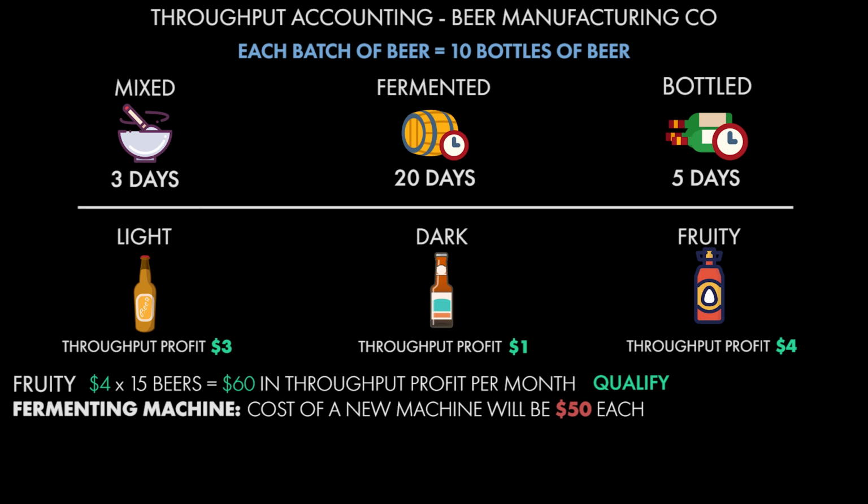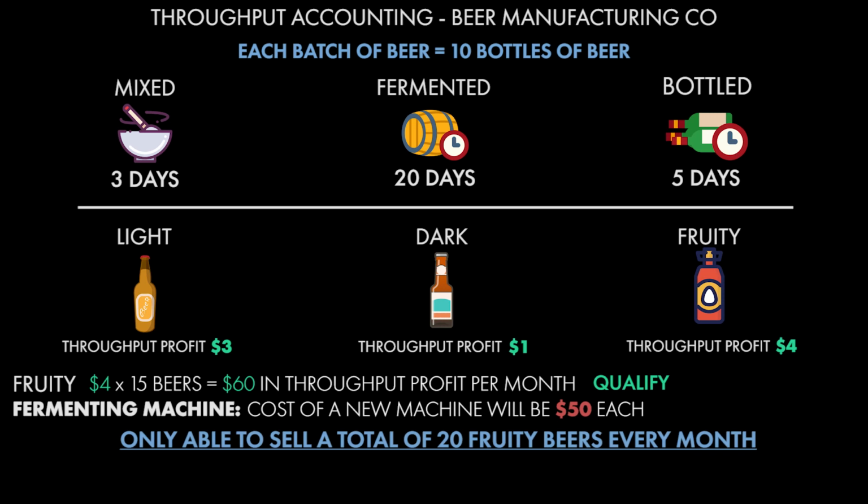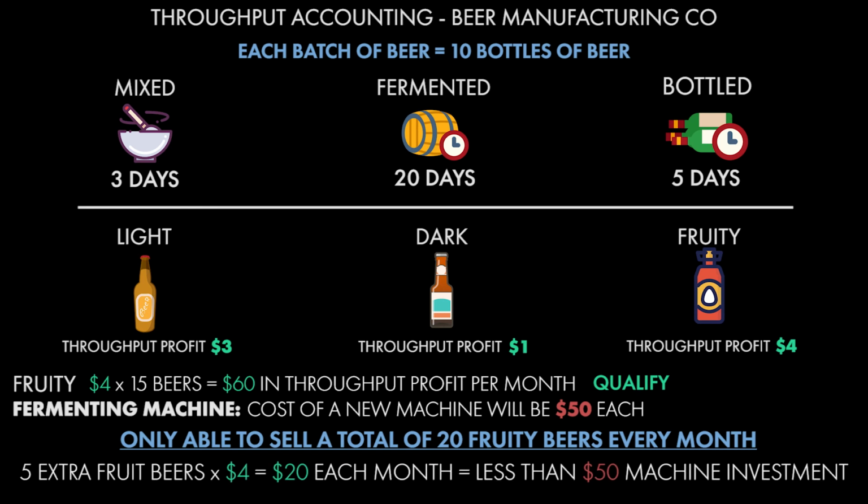However, this automatically assumes that we can sell all of the 15 new fruity beers every month. Let's say that we can only sell a total of 20 beers of the fruity variety every month. That means that we're already making 15, and if we add a new machine, we can only sell 5 of those out of the 15 new ones we might be able to make. So those 5 extra beers times $4 in throughput profit per month gives us only $20, significantly less than the $50 per month that our new fermenting machine is going to cost us. So if we can only sell 20 fruity beers, we should not invest in a new fermenting machine.